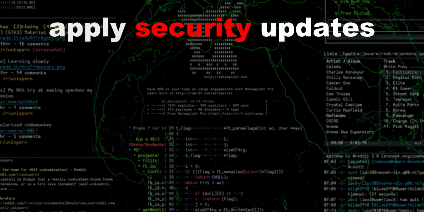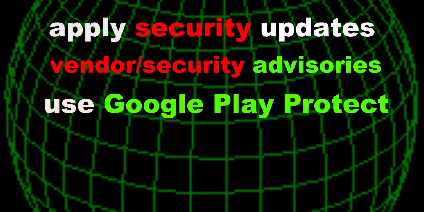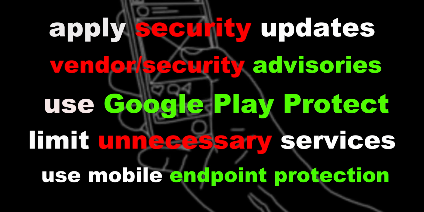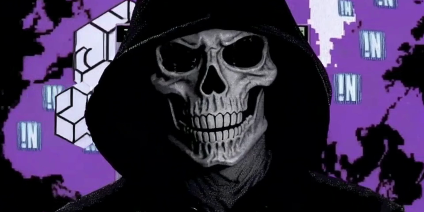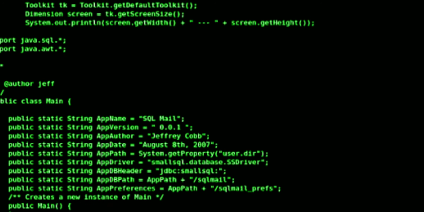Defenses: apply security updates immediately, subscribe to vendor/security advisories, use Google Play Protect, limit unnecessary services, and use mobile endpoint protection in enterprise settings. If you discover a vulnerability, follow responsible disclosure. Report to the vendor, coordinate fixes, and don't publish exploit code.